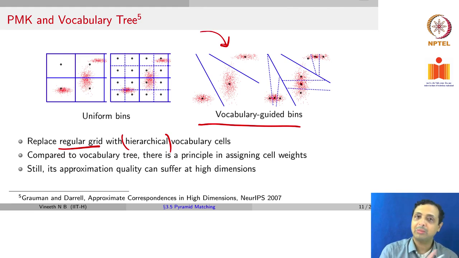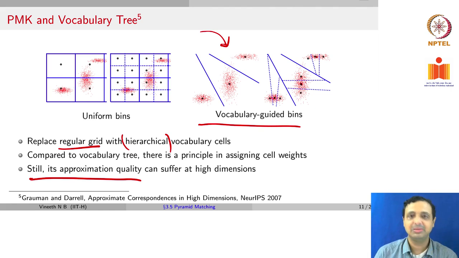And compared to the vocabulary tree earlier, at the beginning of the last lecture, we talked about how hierarchical k-means can be used in bag of words. And we said that one of the concerns there is that there is no principled way of giving weights to each level in the tree. Now, in the pyramid match kernel, we actually have a principled way, which is given by 1 by 2 power i. Even here, the approximation quality can suffer at high dimensions simply because of the curse of dimensionality and how distances get distorted in higher dimensions.